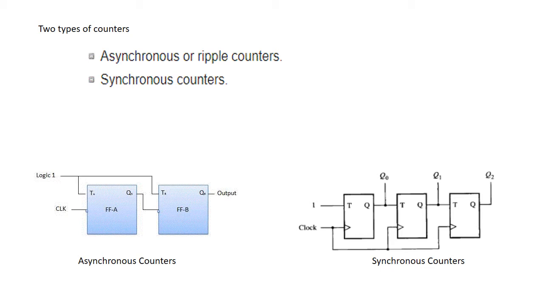In the case of asynchronous counters, all the flip-flops are not clocked simultaneously, while in synchronous counters, all the flip-flops are clocked simultaneously. The main drawback of asynchronous counters is their low speed, as the clock is propagated through a number of flip-flops before it reaches the last flip-flop. In synchronous counters, since the clock is applied to all the flip-flops simultaneously, the total propagation delay is equal to the propagation delay of only one flip-flop, and hence they are faster.